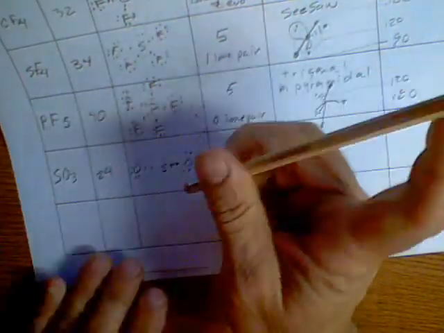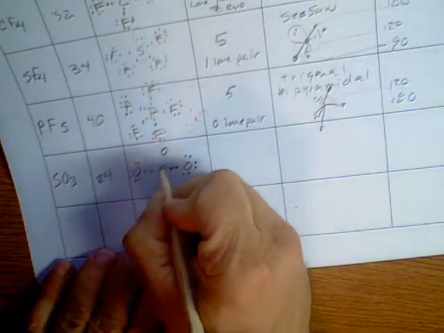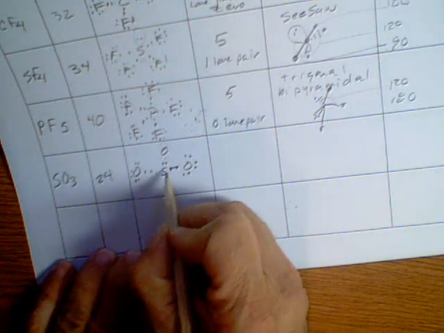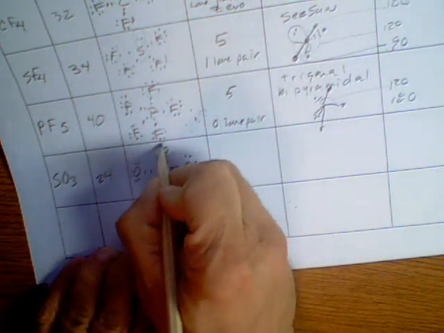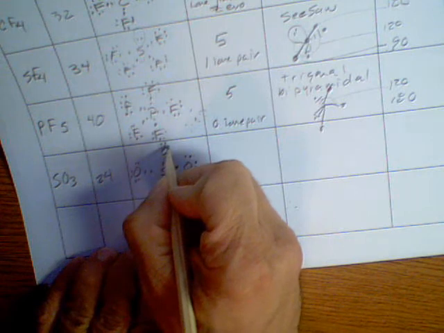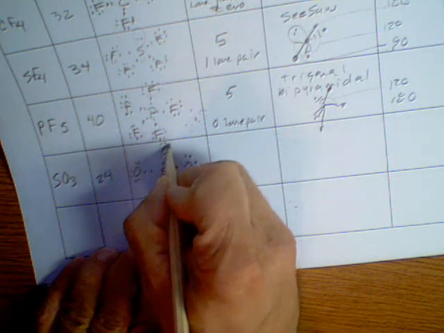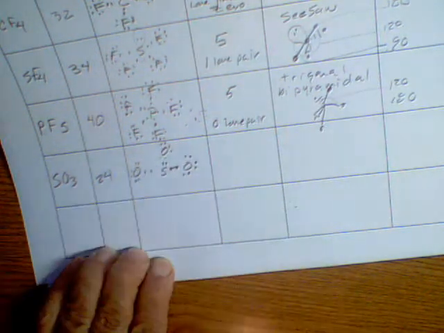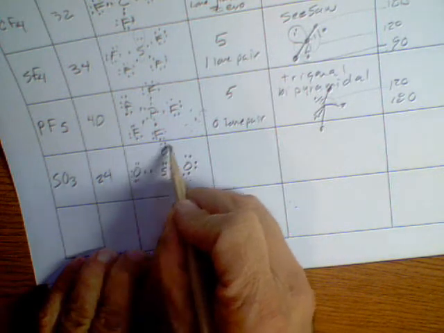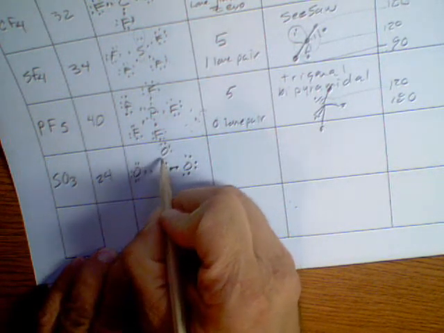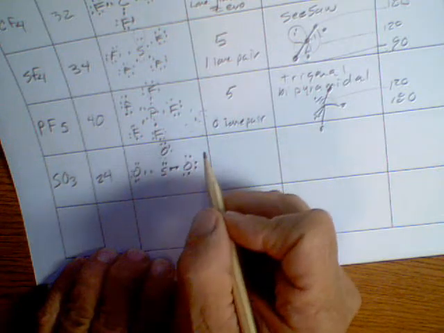I'm kind of running out of space. Remember, we still have 2 here: 1, 2, 3, 4, 5. We have 1, 2, 3, 4, 5, 6, but we need a total of 8 around here in order for it to be satisfied.